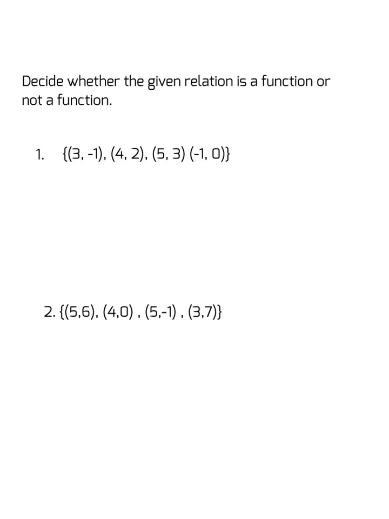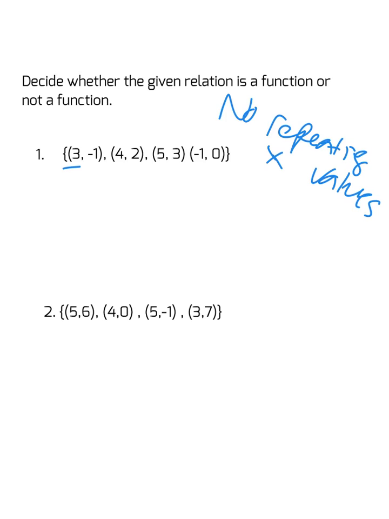Okay, so we're going to look at ordered pairs first, and we're going to decide whether the given relation is a function or not a function. So when I'm given an ordered pair, again, no repeating x values. I just want to look at my x values. The y's do not matter. So I go through and I underline all my x values. I double check, okay, do any repeat? No, they don't. So that makes it a function. So we're just going to write function.